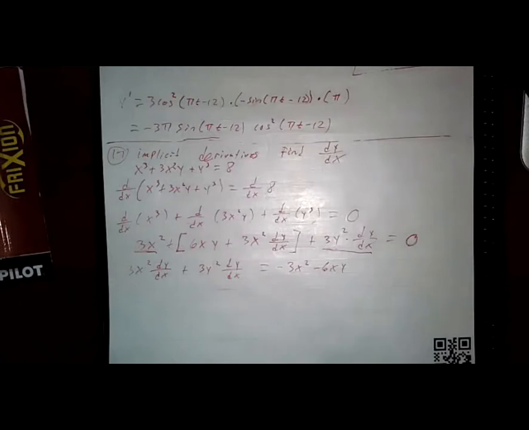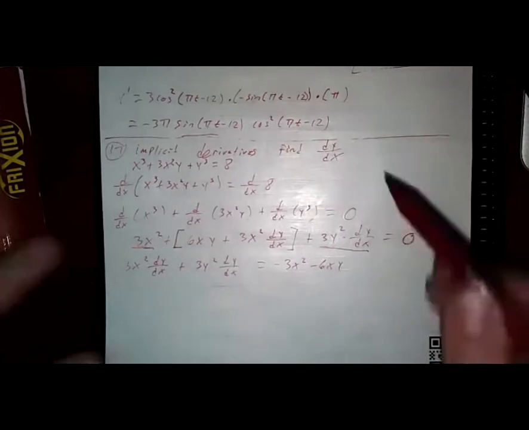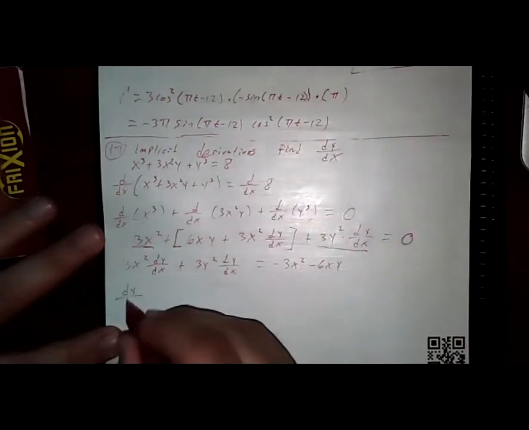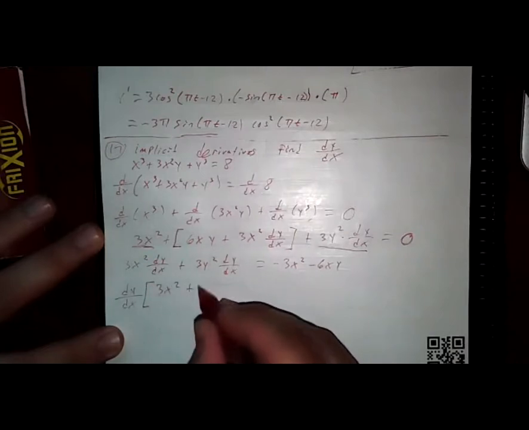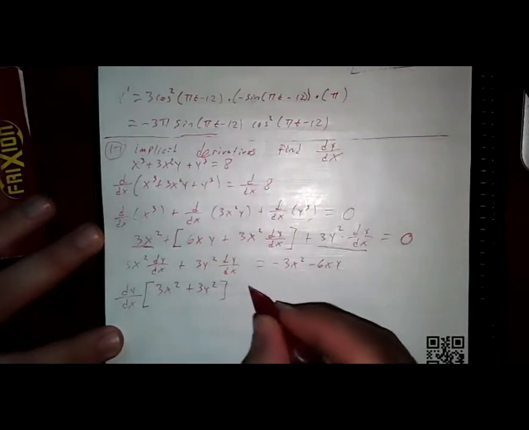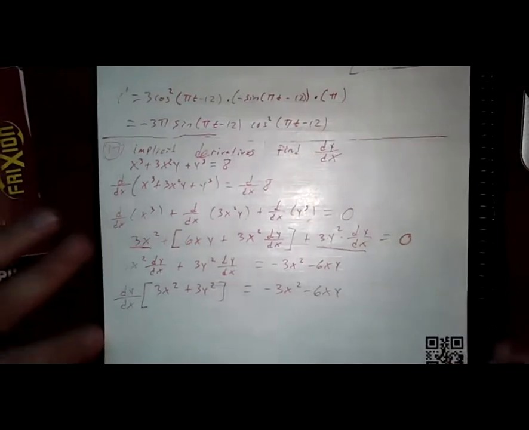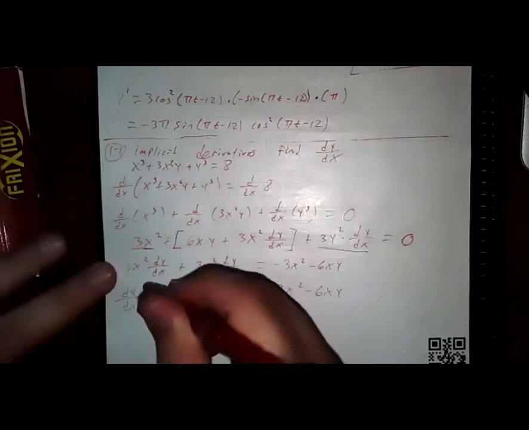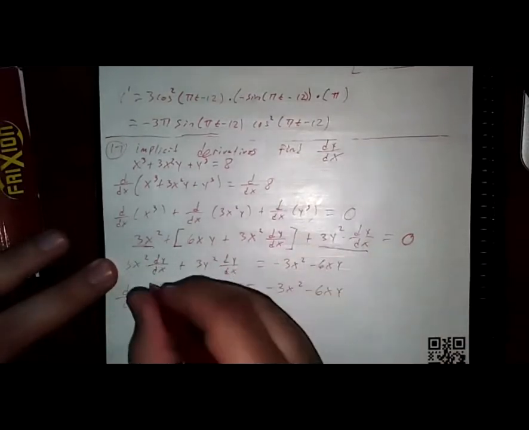Cool. Anyway, so factor out dy/dx, and we're pretty much done. That's the goal. Find this guy. So dy/dx factored leaves us with 3x squared plus 3y squared equal to all this nonsense. Divide this on both sides and we're done. Make this a little prettier.